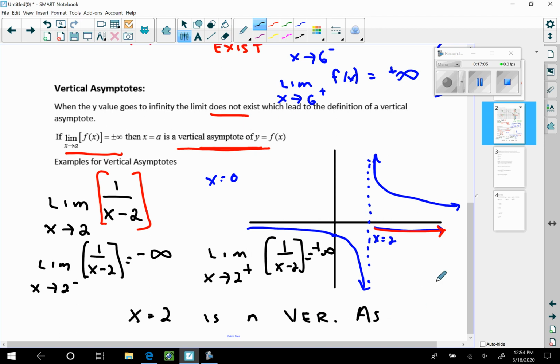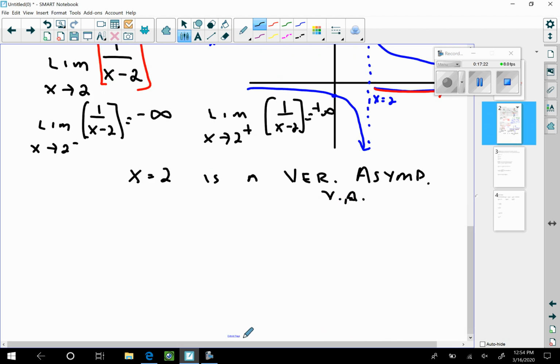Just abbreviating right there for us. Asymptote. Okay, vertical asymptote. We can also call these vertical asymptotes V.A., standing for vertical asymptote. Let's do a little page extender right there. Vertical asymptote, x equals 2. Keep in mind, the limit could just go to infinity, but good enough for examples.